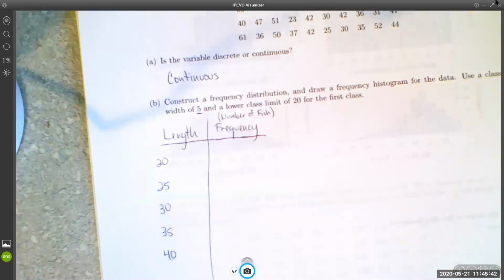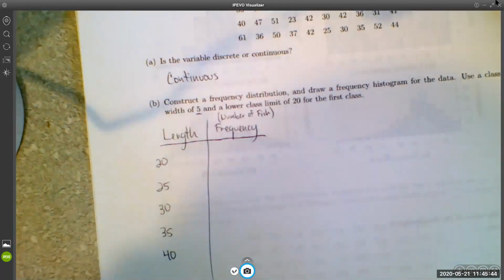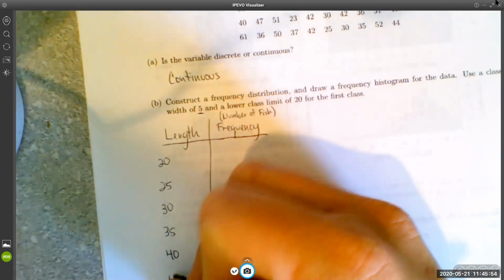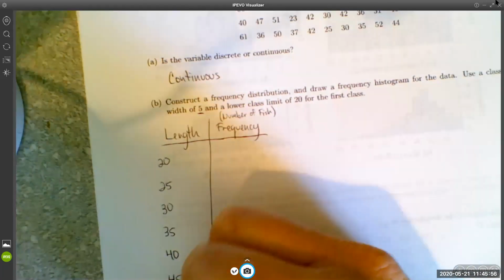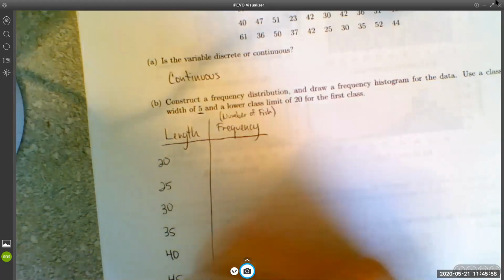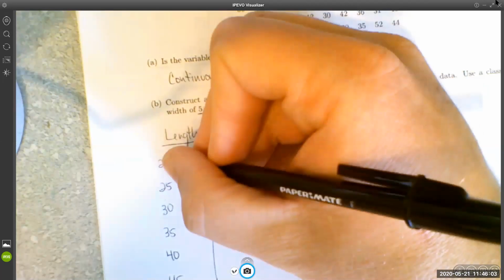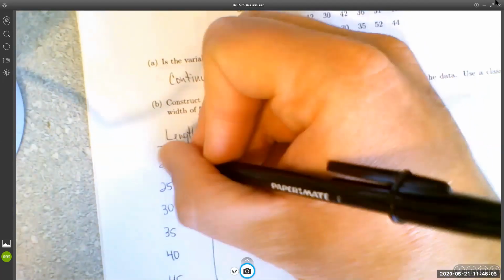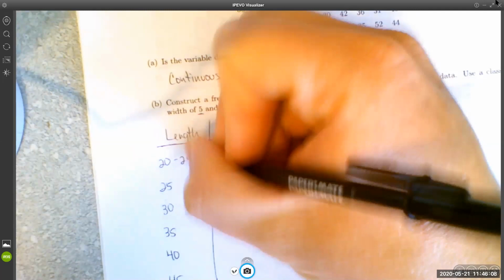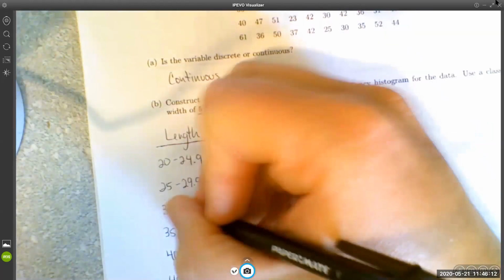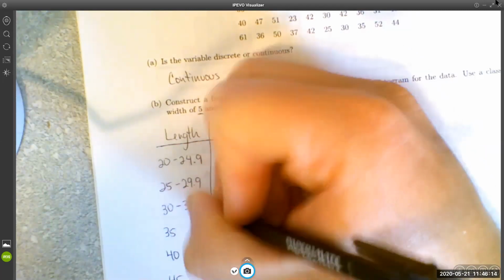Now, how far should I go? I see 61, 62. Is there anything bigger than 62? I don't think so. So I'm going to go to 60: 40, 45, 50, 55, 60. And then if I need to fill in more, I will. But this first class is going to start at 20 and end at 24, we'll say 24.9. And the next one needs to stop at 29.9. And the next one needs to stop at 34.9 and so forth.